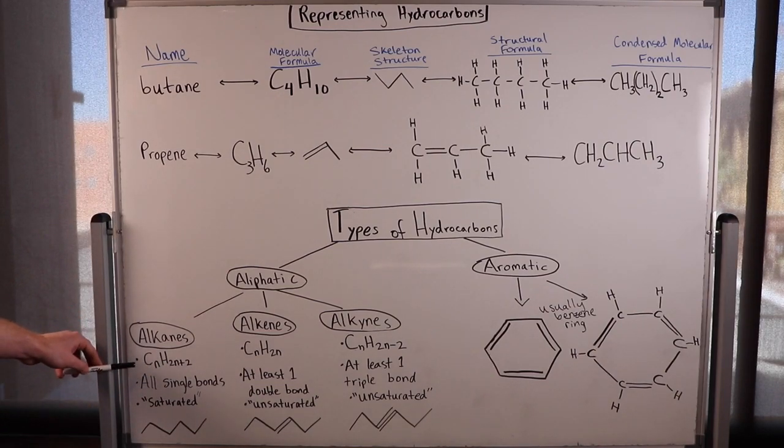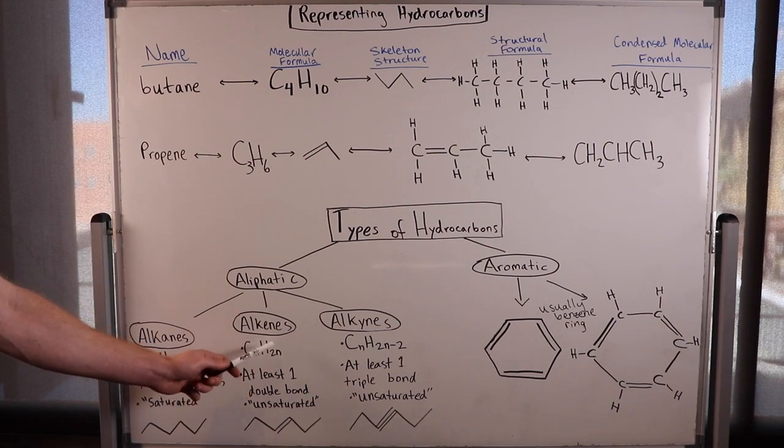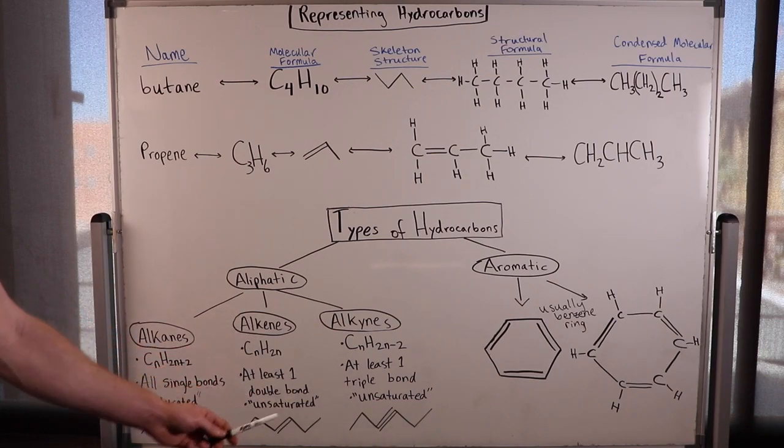Alkanes have all single bonds, and we say that they are quote-unquote saturated. So this is an example of an alkane, a hydrocarbon with all single bonds. And then alkenes, they're similar. They're made up of all hydrogen and carbon, just like all these hydrocarbons are. But there is at least 1 double bond in an alkene, so we say that it is unsaturated.